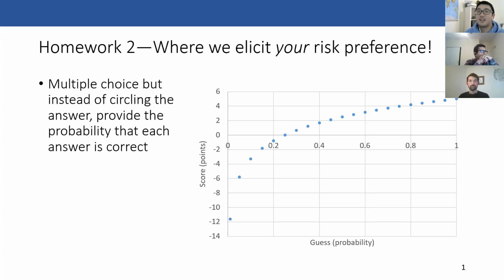So the homework itself is a multiple choice, but instead of providing just the one answer, you fill out a sheet where you give the probability that you think each answer is correct. And so I'll just give a quick example.